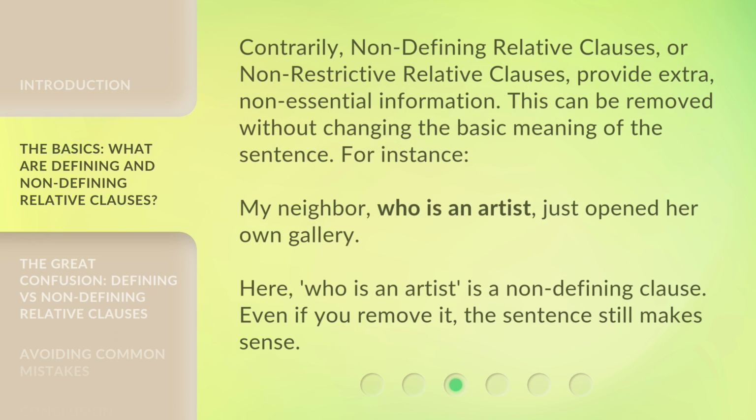Contrarily, non-defining relative clauses, or non-restrictive relative clauses, provide extra, non-essential information. This can be removed without changing the basic meaning of the sentence. For instance, my neighbor, who is an artist, just opened her own gallery. Here, who is an artist, is a non-defining clause. Even if you remove it, the sentence still makes sense.